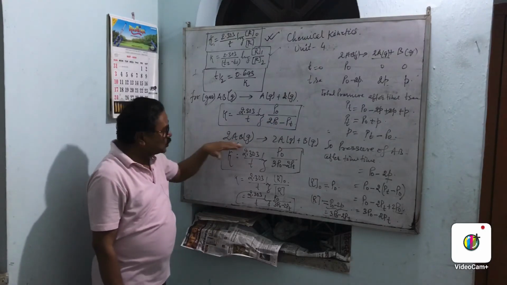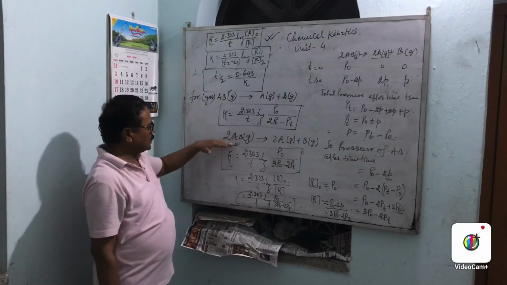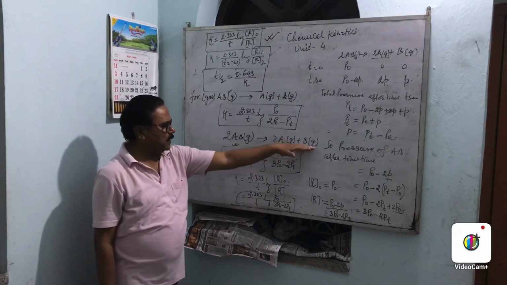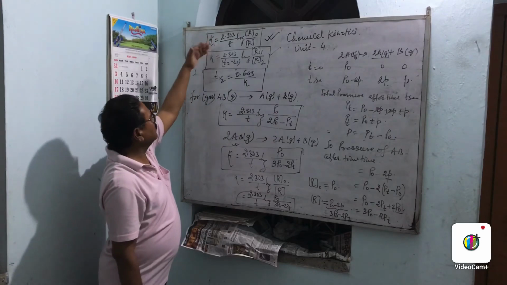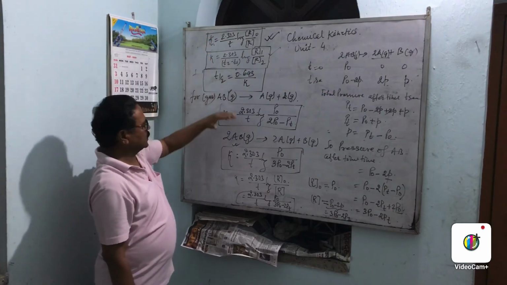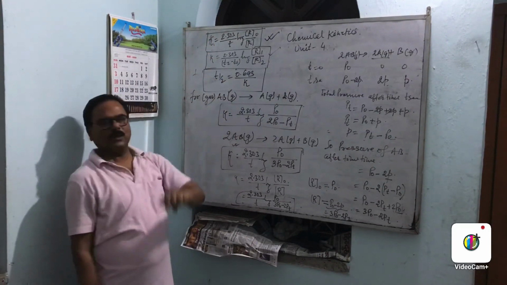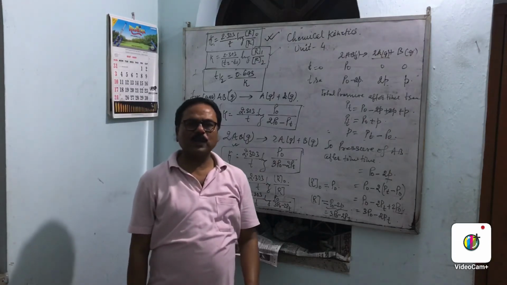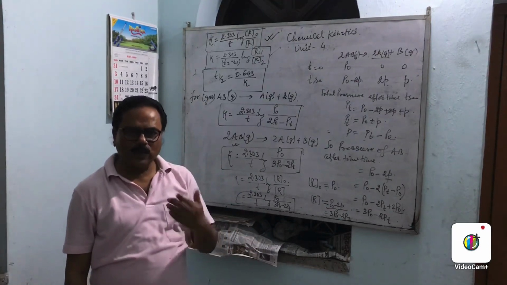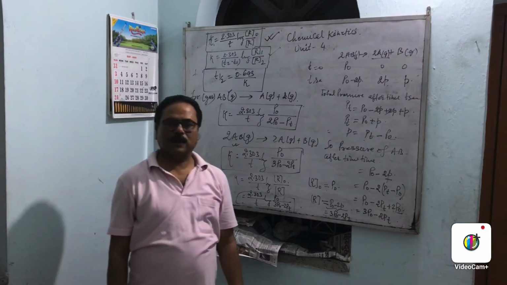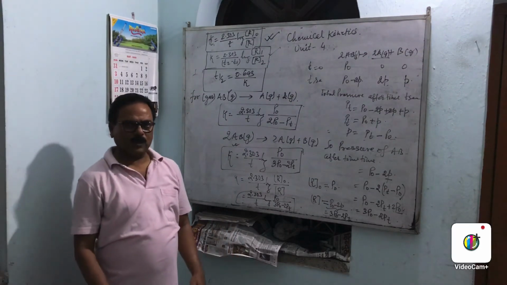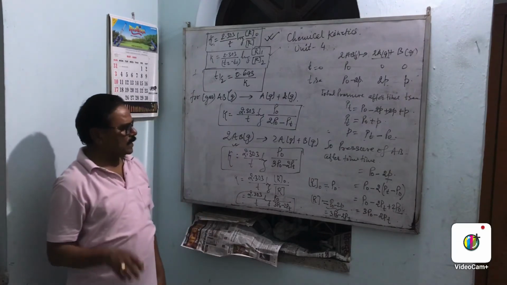If the molecule is like 2A to B, not A to B, twice A plus B, then we use this formula. So the problems are based on these. Our aim was to clarify the concept, and now it is your duty to solve the problems. So this is the topic, and I want to conclude today's topic.